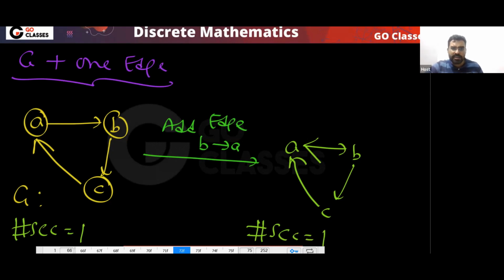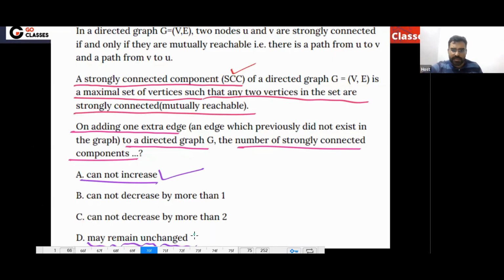Okay, so it can remain unchanged, right? Here also 1, here also 1. You are adding one edge, this edge you are adding. Very simple. So I can say that, yes, it may remain unchanged. Correct.